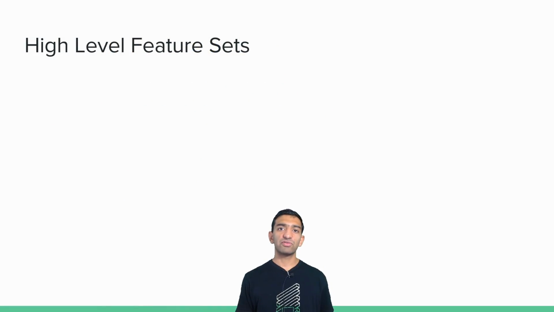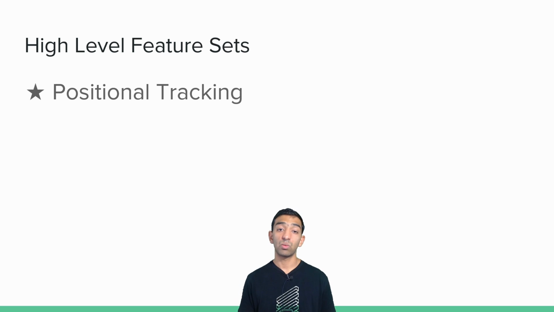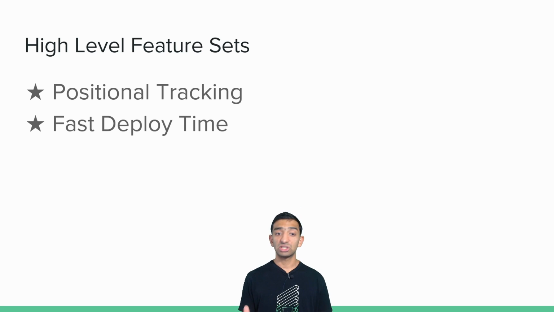So, high-level feature sets for both of them. One, they both give you positional tracking, which is the ability to walk around your objects. And I think that's a really big deal that we've never even had in Facebook or Snapchat before. Two, you get fast deploy times. In both cases, it takes maybe 30 minutes to an hour to deploy your application into their system, get it reviewed, and be able to share it with people. That, I think, is a really big deal.